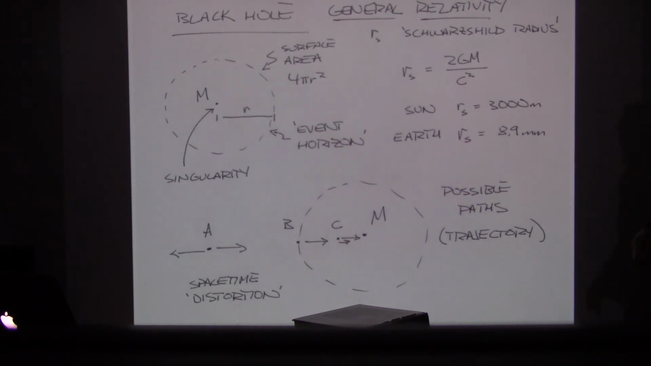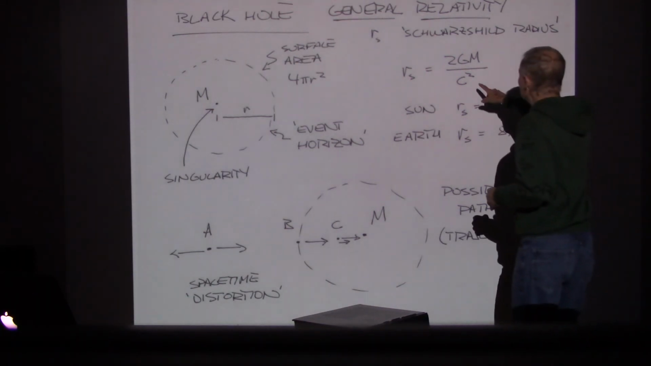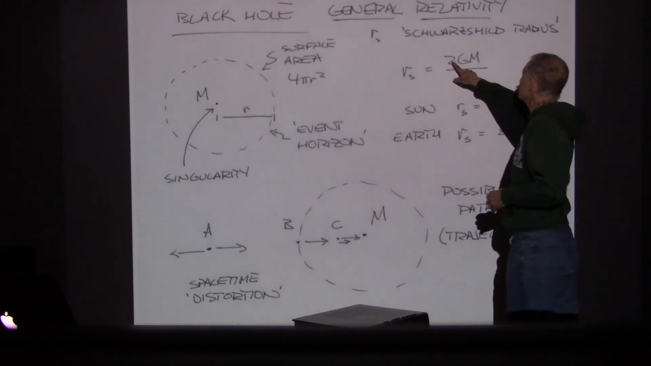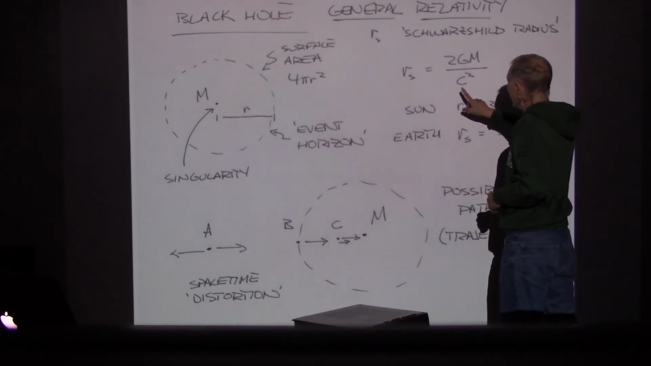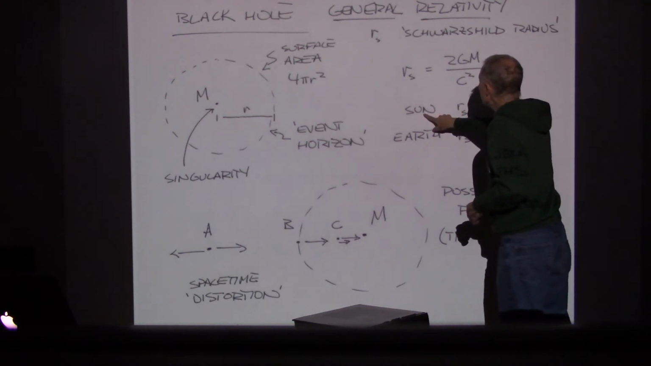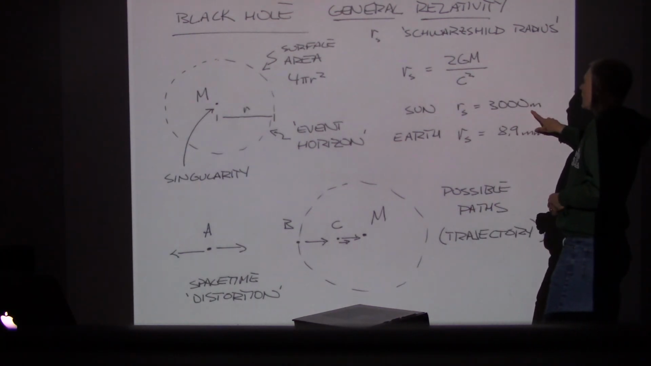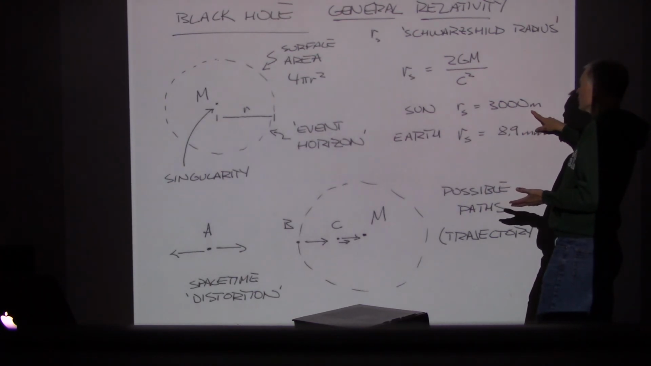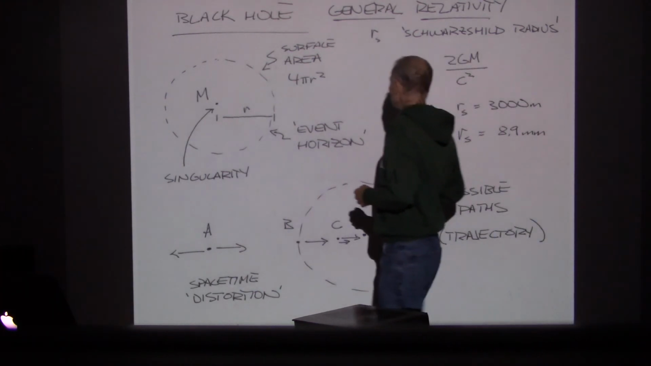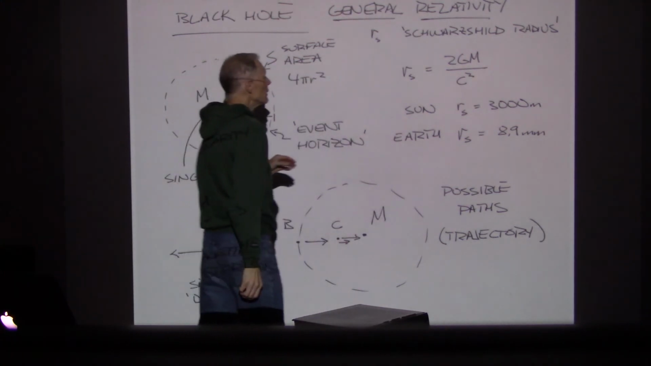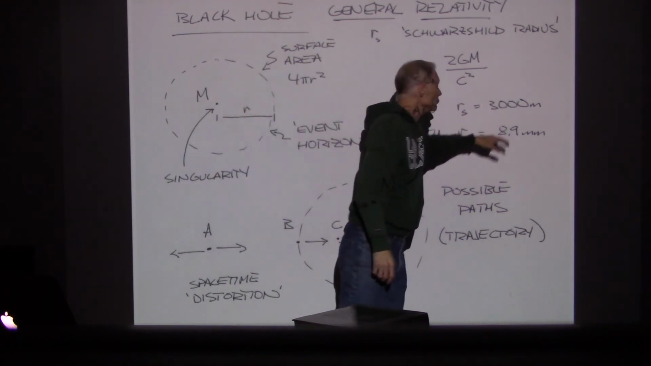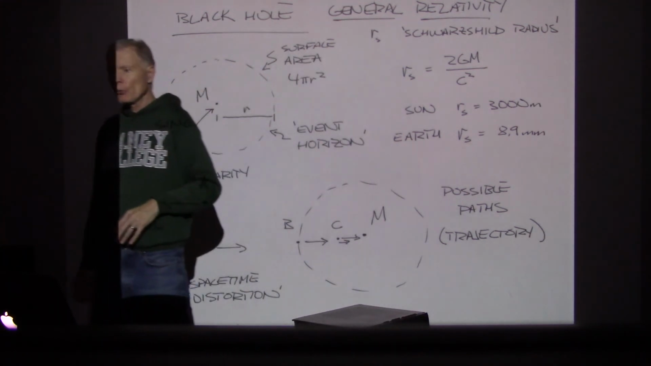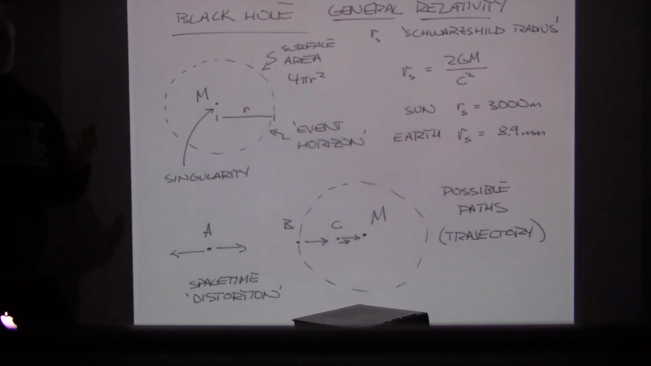C is also much more than just the speed of light. C is the space-time conversion factor, a conversion factor between distances and time. In any case, 2GM over c squared. Now, if we plug the numbers in, the sun, if it were to become a black hole, would have an event horizon corresponding to a distance of just 3,000 meters. That's just a few kilometers.